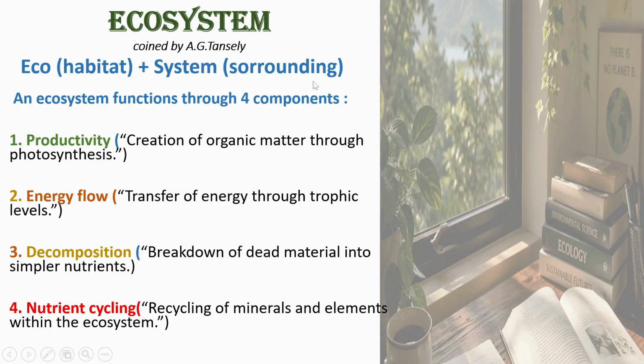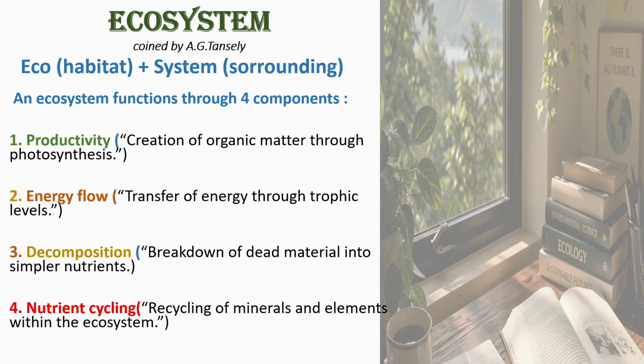So this ecosystem functions through four components or four concepts. First one is productivity, meaning creation of biomass, organic matter, through photosynthesis. Second one is energy flow. The producers produce the biomass, food, fruits, or any crops, and these are transferred from one organism level to another organism level, that is trophic level. So this flow of energy is studied in the energy flow functional unit.